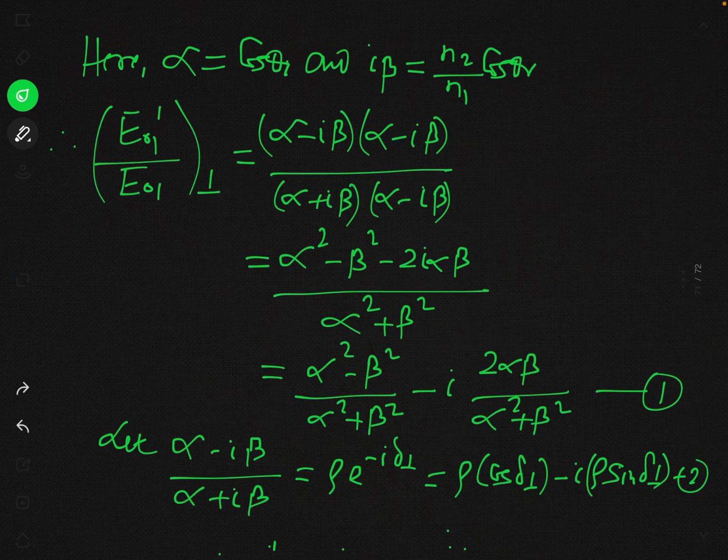Now you can see that if we compare this equation with the equation which has been defined in the above equation here, let us see this equation 2 and the equation defined in equation 1. So you can see what will be this rho cos delta and rho sin delta.